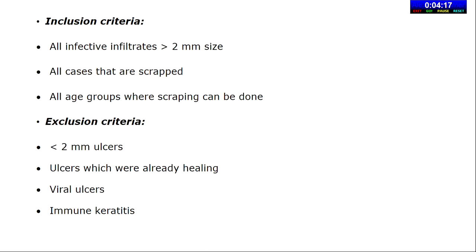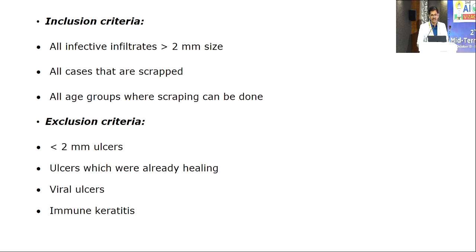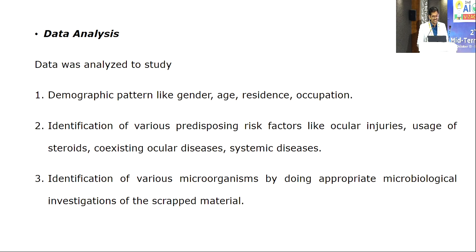What are the inclusion and exclusion criteria? Inclusion criteria: all infiltrates greater than 2 mm in size, all age groups, and all cases were scraped. Exclusion criteria: ulcers less than 2 mm, viral and immune ulcers, and also healed corneal ulcers. Data was analyzed based on demographic patterns like gender, age, residence, and occupation, and we also identified the predisposing factors like ocular injuries, usage of steroids, coexisting ocular diseases, and systemic diseases. Then we identified the various organisms by doing appropriate microbiological investigations of the scraped material.